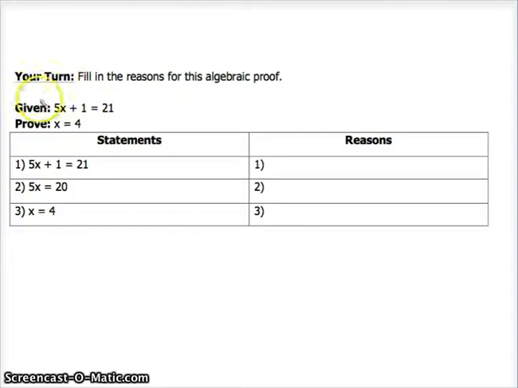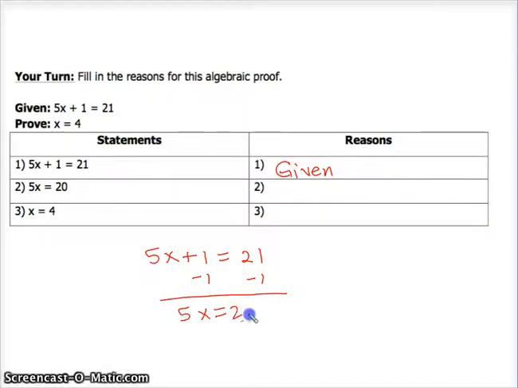Now it's your turn. Go ahead and try giving the reasons for solving for x here, and then check your answers. All right, so as always, the first reason is given. Okay, now I'm going to write this equation down below here just so we can clearly see what's going on. My first step is going to be to subtract 1 from both sides, and I'll get 5x equals 20, which is what I've got right here. So what did I do? I subtracted. This is the subtraction property of equality.